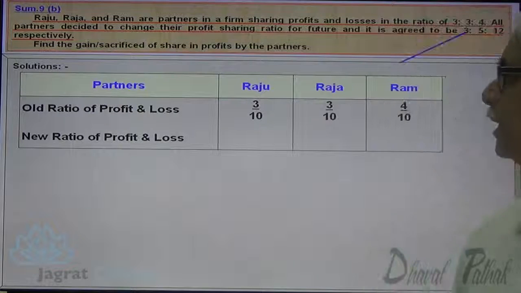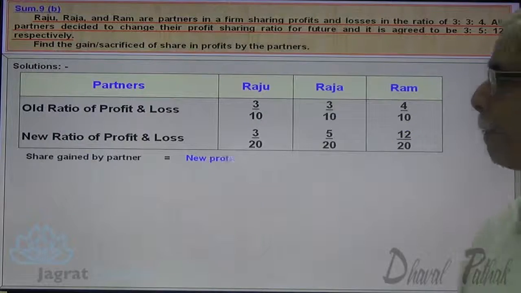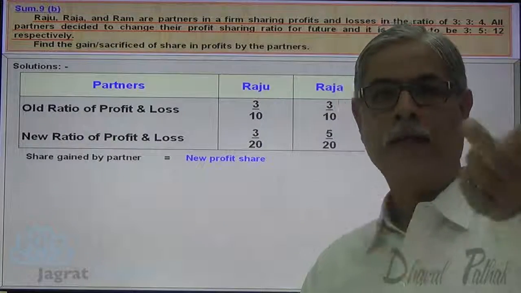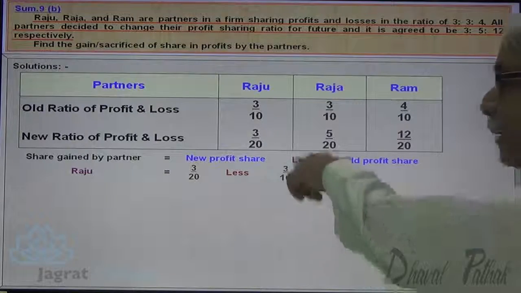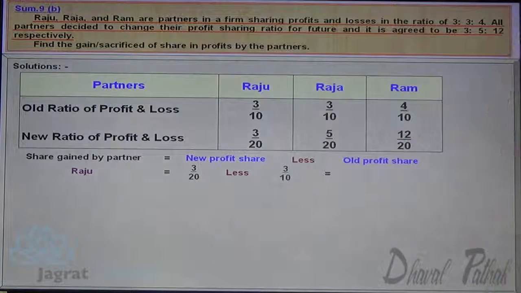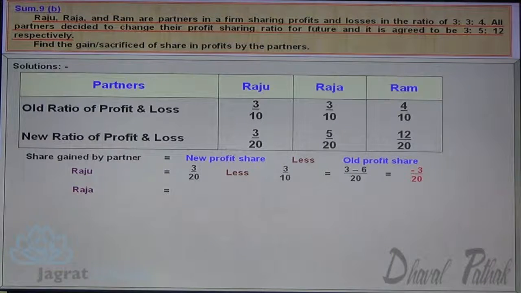So 3/20, 5/20, 12/20. Now share gain. Gain formula is used: new share minus old share. So new share is 3/20. Old share is 3/10. 3/10 means 6/20. 3 minus 6, minus 3/20. So here negative gain means sacrifice.